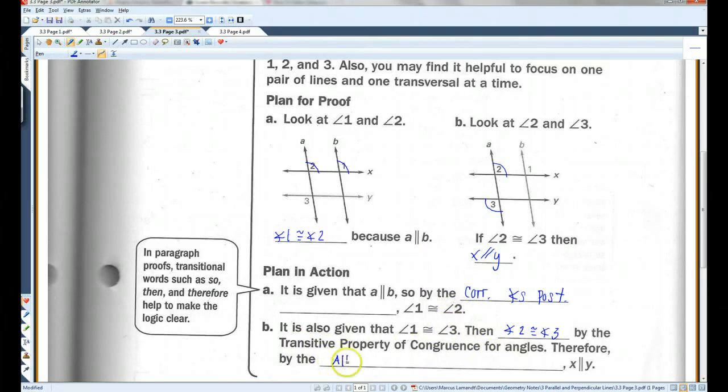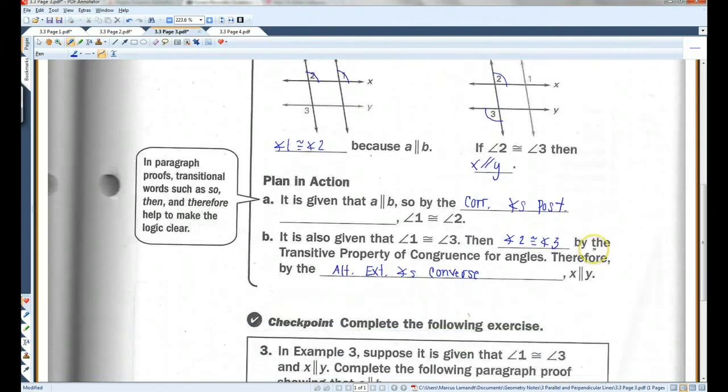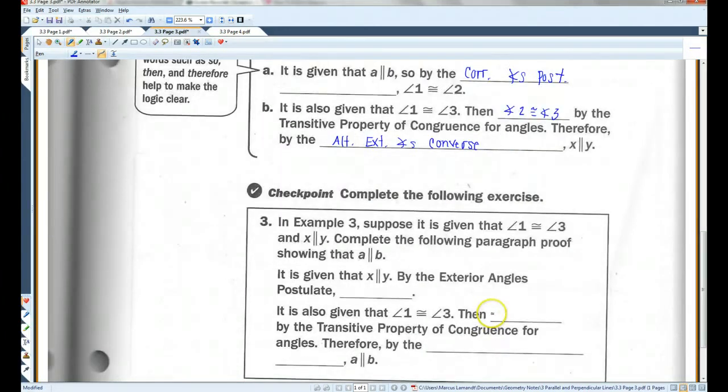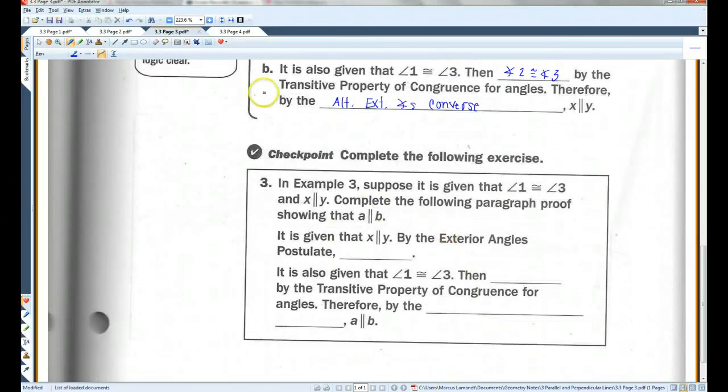Therefore, by the alternate exterior angles converse, x is parallel to y. Okay? So this would be a paragraph proof. As you can see, it's not very different from a two-column proof. The only difference is instead of statement and then reason, you put the statement and the reason all in one sentence. That's all. Okay? I'll let you guys do the checkpoint here. Let's go on to page 4.